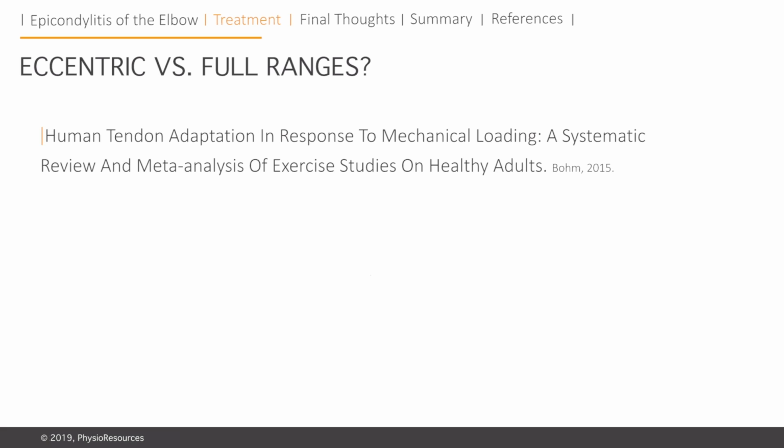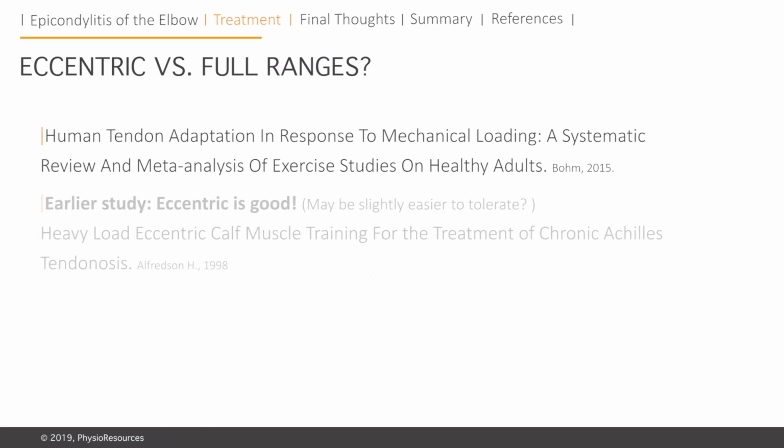So we do know from earlier research done in the late 1990s that training a muscle eccentrically appears to be a sound way of obtaining strength gains. A study done by Alfredson and others came to the conclusion that heavy load eccentric training of the calf muscle provided benefits in treating chronic Achilles tendinosis, which is readily comparable to forearm tendonitis and epicondylitis.